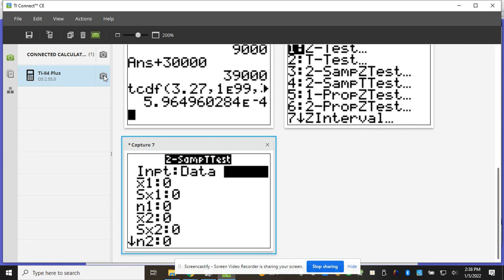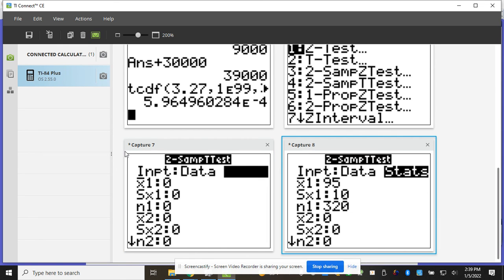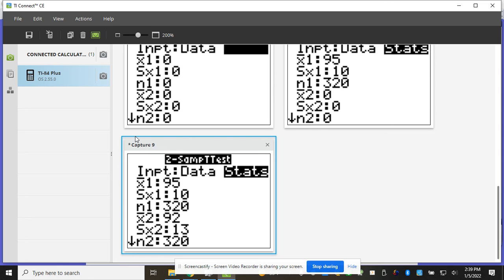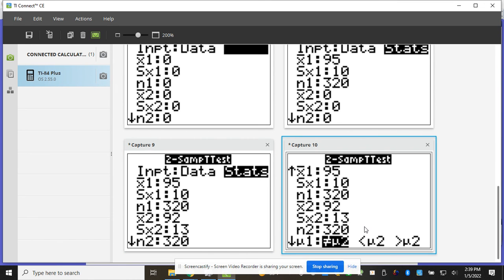So I'm given this screen. My X bar 1 is 95, 10, 320. And then 92, 13, and 320. And then which alternative? Not equal to, because it said what? Two-sided. It said a two-sided test.